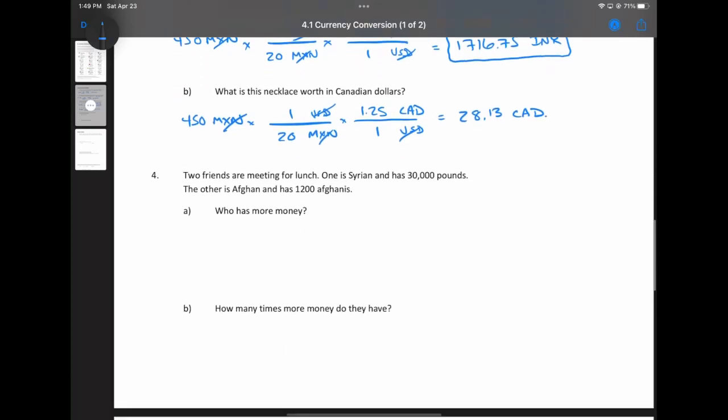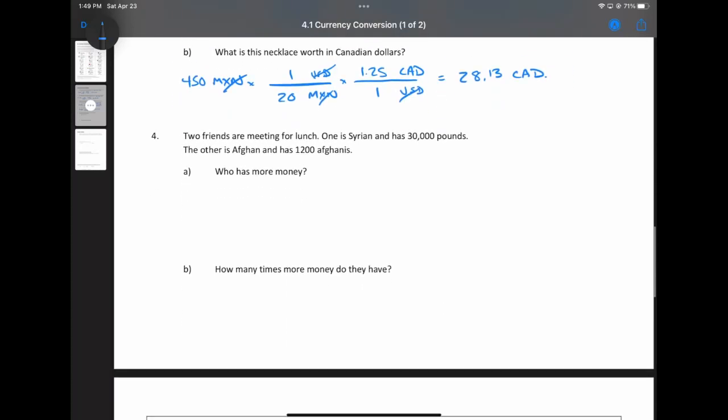Question four. Two friends are meeting for lunch. One is Syrian and has 30,000 pounds. Now, there are several currencies called pounds, but since this person is Syrian, we're going to assume that it's Syrian pounds. Makes sense, right? The other is Afghan and has 1,200 Afghanis, which is the name of the Afghanistan currency. So who has more money?